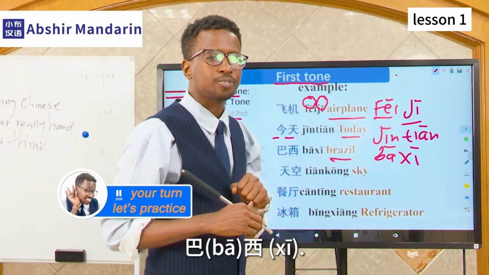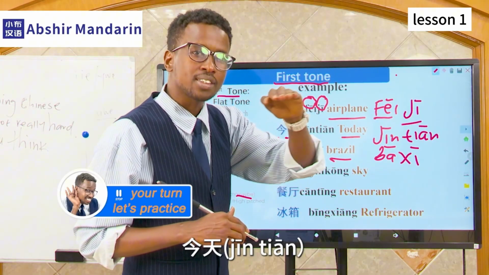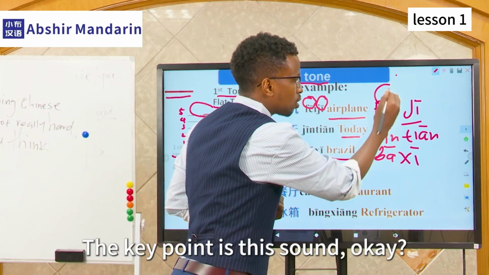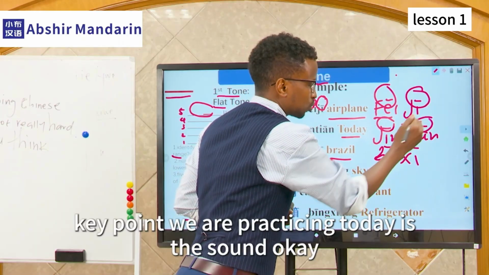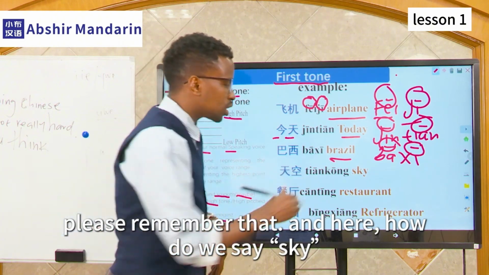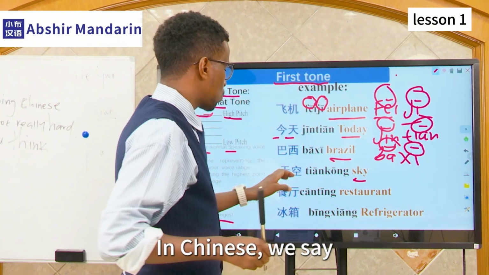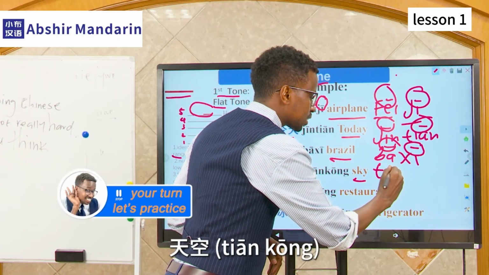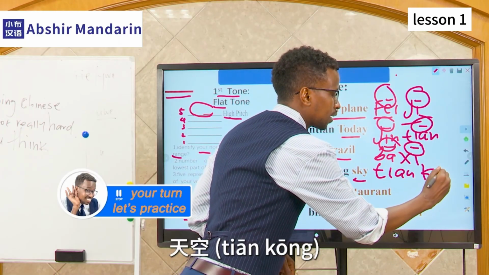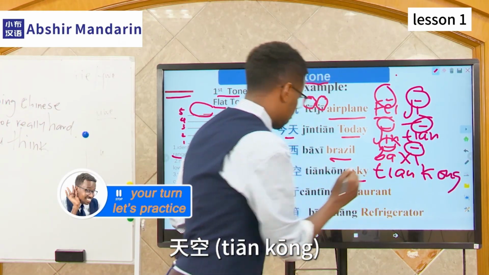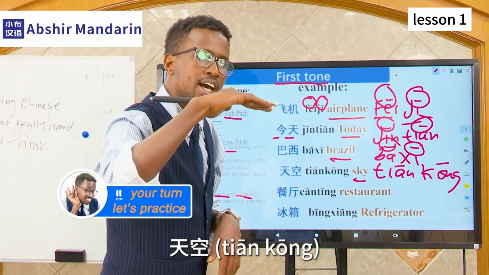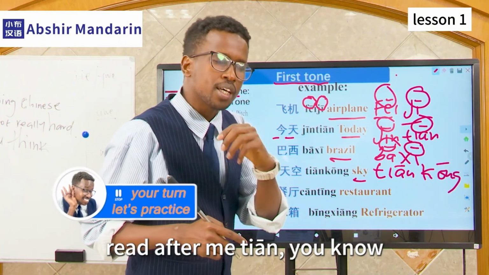巴西. 今天. Fei ji. The key point we are practicing today is the sound, okay? Please remember that. And here, how do we say sky? In Chinese, we say tian, tian kong. See, tian kong. Read after me.